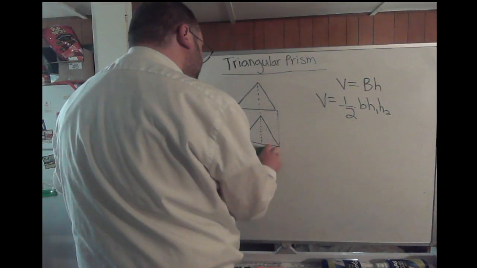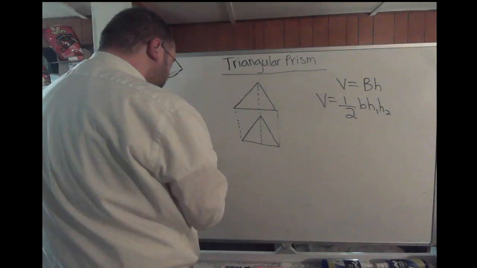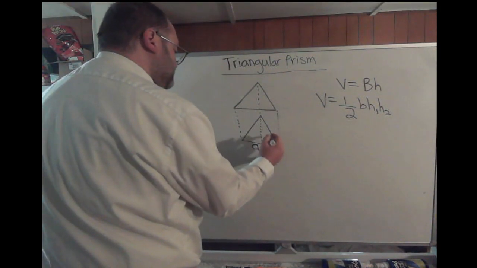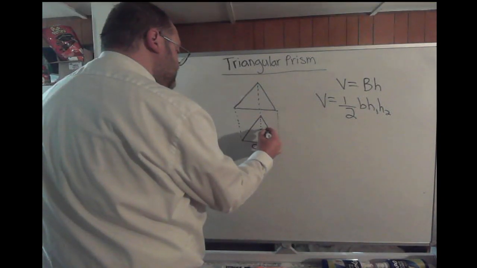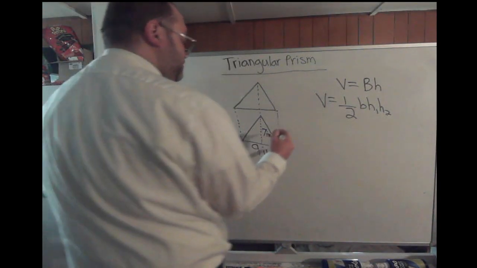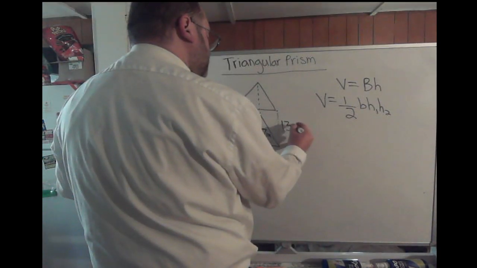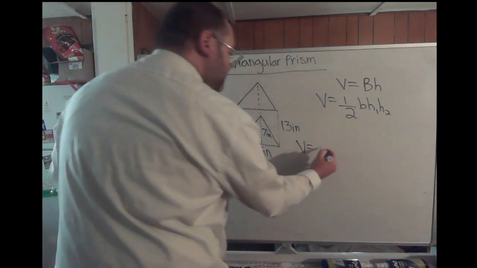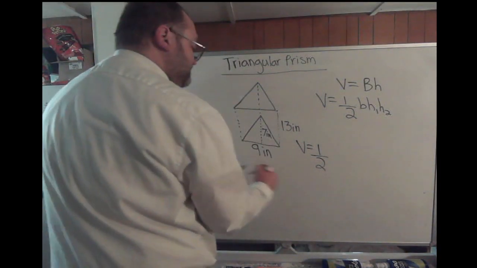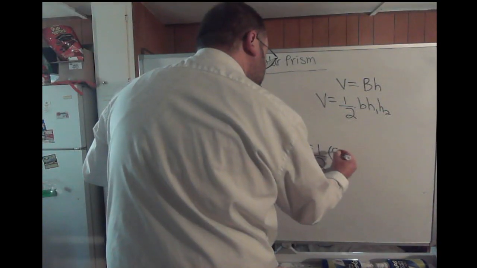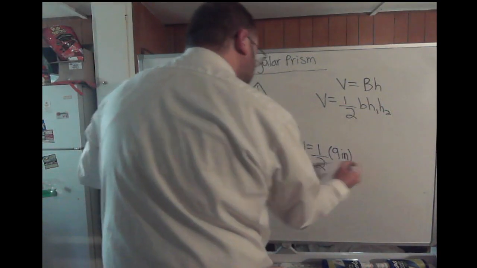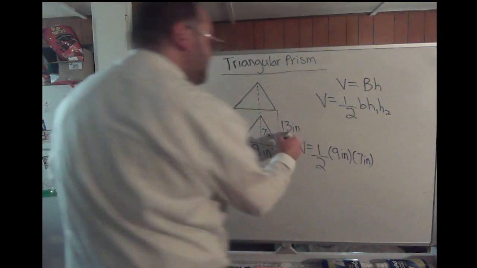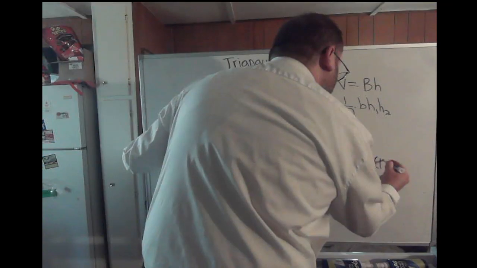Alright. Say we got 9 inches for the base, 7 inches for the height of the triangle, then we got 13 inches for the height of the prism. So we're going to find the volume of this prism. It's going to be 1/2 times the length of that base, being 9 inches, times the height of the triangle being 7 inches, times the height of the prism being 13 inches.